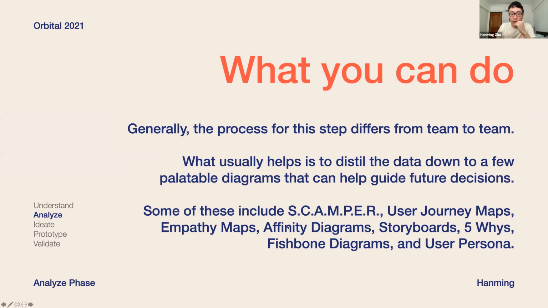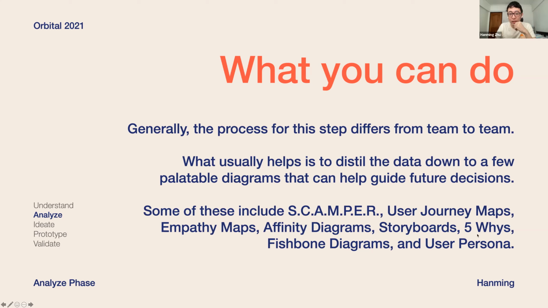As much as possible. So some of these diagrams that you guys might have heard of, like there's this thing called SCAMPER, which I don't think many people use, but it's a diagram that some UX teams use. User journey maps are slightly more common. Empathy maps are also quite maybe not as common, but affinity diagrams are quite common as well. Storyboards, there's also storyboards. I think storyboards are a bit more general. You can use them for idea phases.